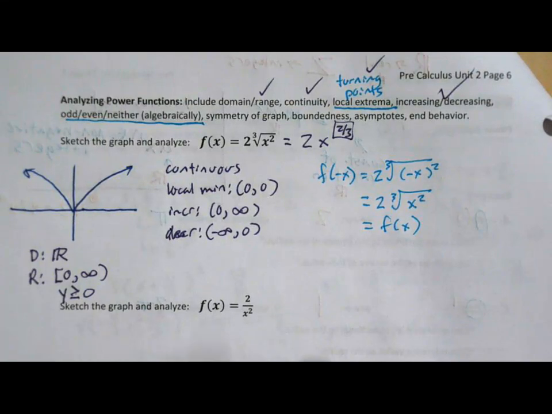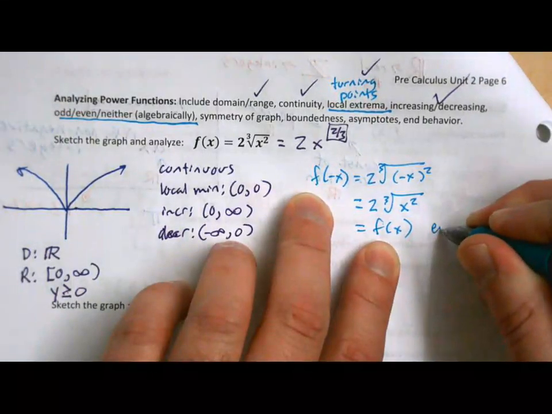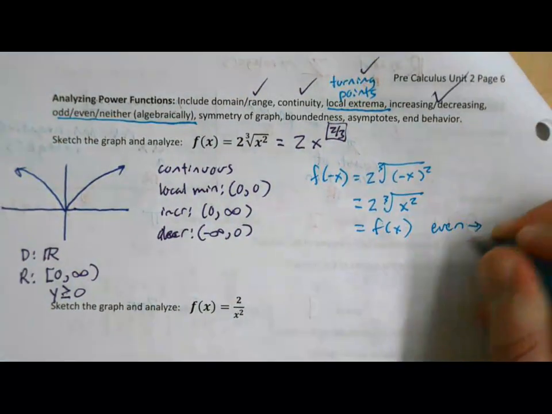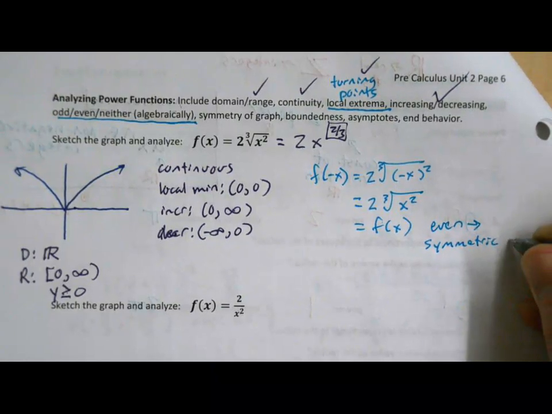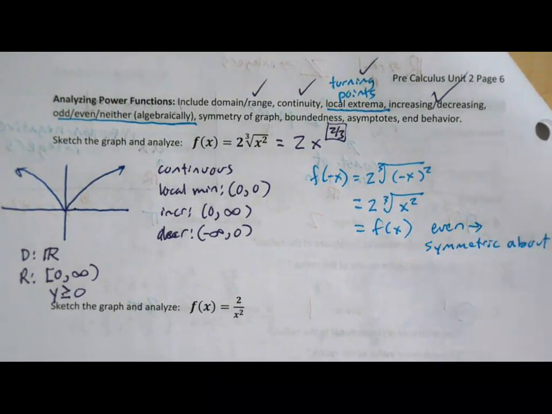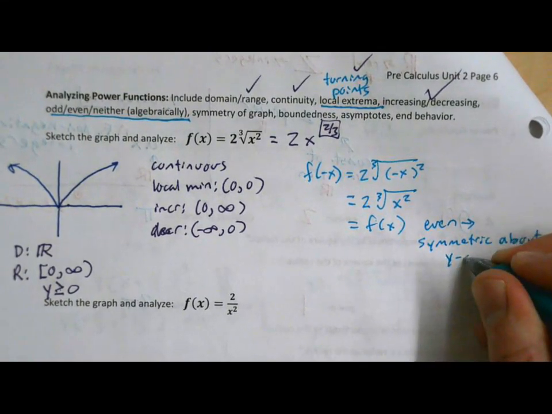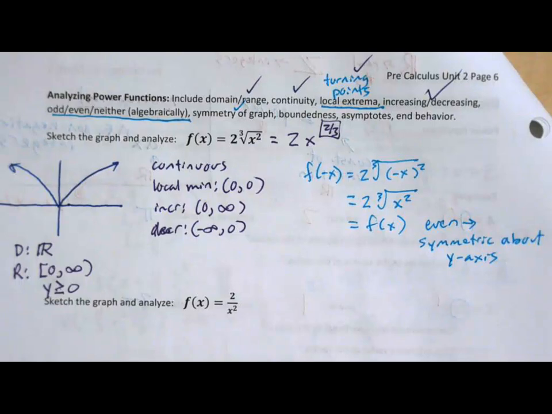So f of negative x equals f of x, that is the algebraic definition of an even function, which implies that there is symmetry about which axis? Even functions are symmetric about x-axis or y-axis? Y-axis. All right, so we took care of even and odd. We've got our symmetry here.